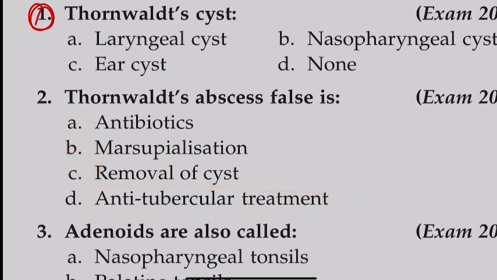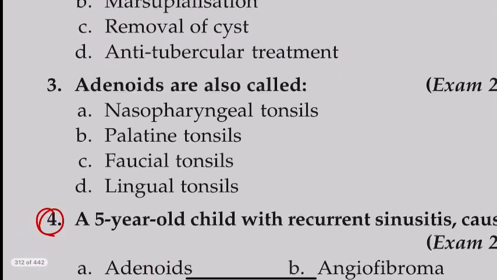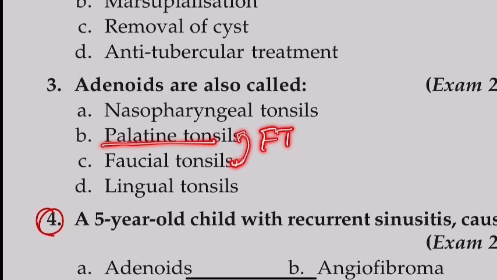Moving further, adenoids are also called the nasopharyngeal tonsil. Talking about the palatine tonsil, it is also called the faucial tonsil. These are the same thing. And talking about the lingual tonsil, there is no such specific name, but the adenoid tonsil or nasopharyngeal tonsil, these are also called what?